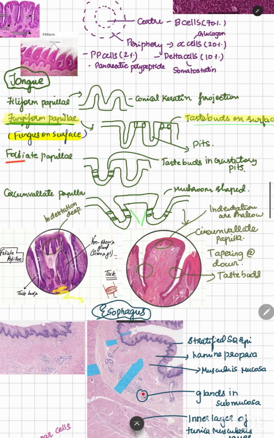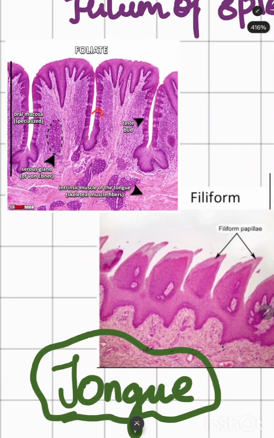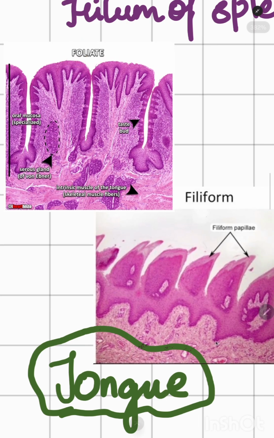Okay. Then comes foliate papillae. In foliate papillae, the taste buds are found in the grooves. So this is an example of foliate papillae where you can see the taste buds here, right? So they are found in the groove. So this is an example of foliate papillae.